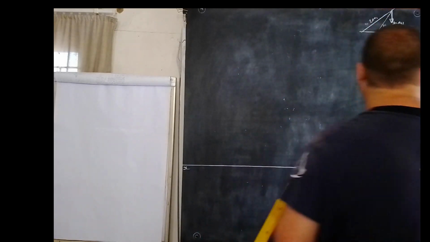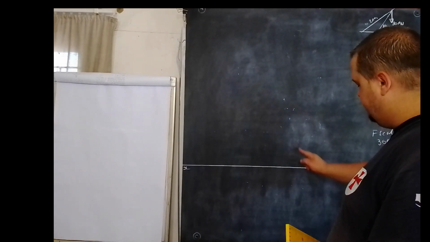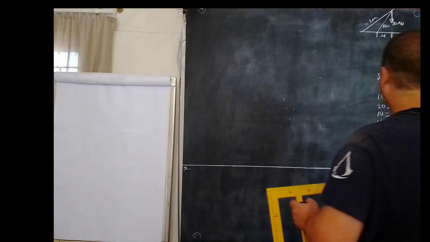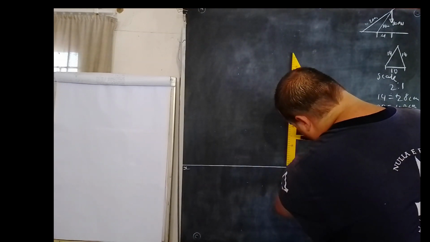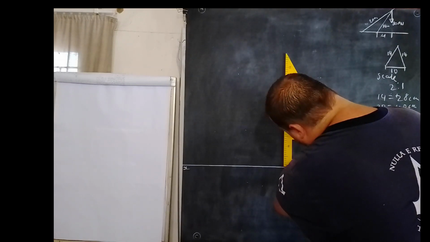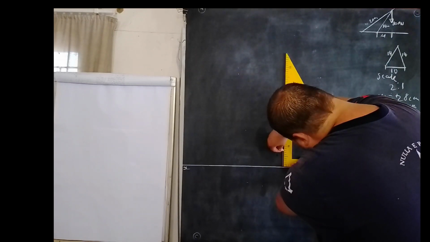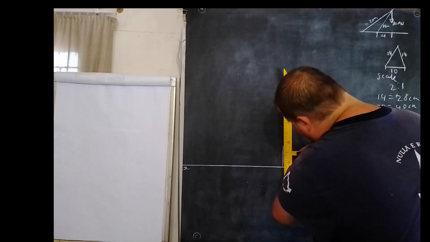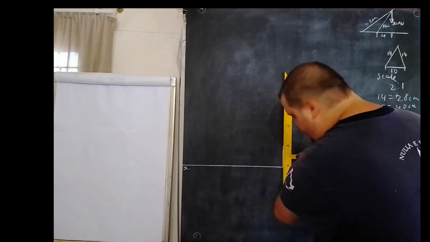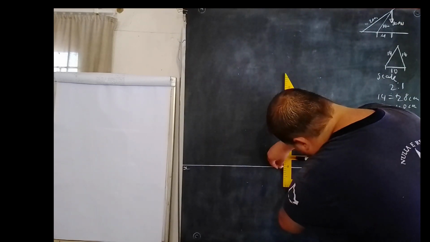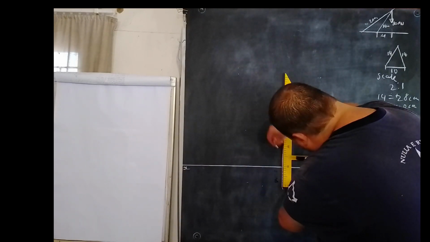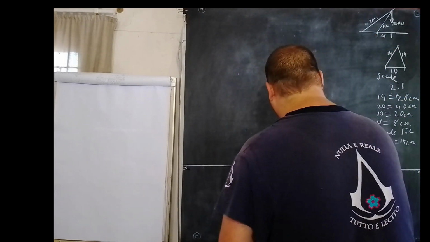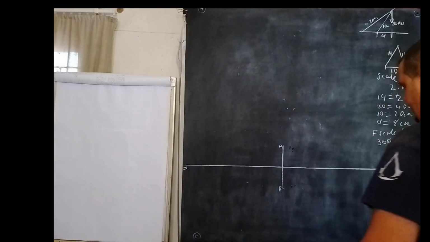Right. So first things first, we have to draw our AB line. So that's perpendicular to our datum line. So now my one is going to be 20. So I've got to do 10. A, and that's B.